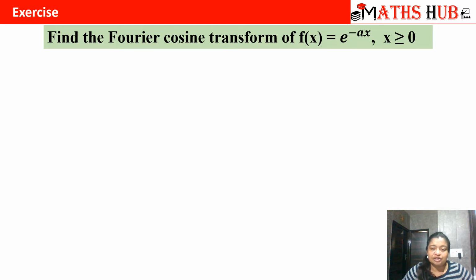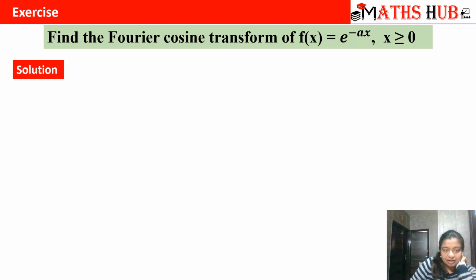So now let's see the first question, how to solve a Fourier cosine transform. You are given the function f of x equal to e to the power minus ax. The interval is x greater than or equal to 0 and you need to calculate its cosine transform. So let us see how to do it. We know that Fc of alpha is equal to under root 2 by pi integral 0 to infinity, f of x is e to the power minus ax, cos alpha x dx, right?